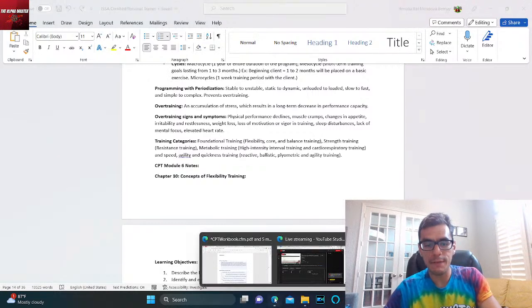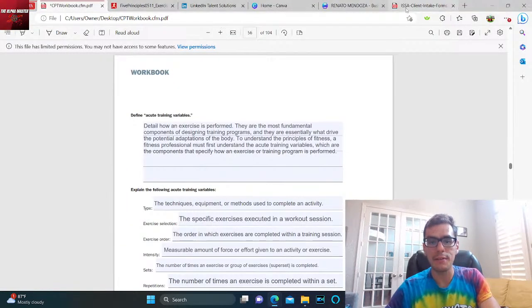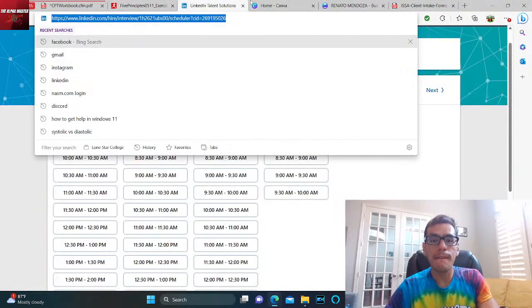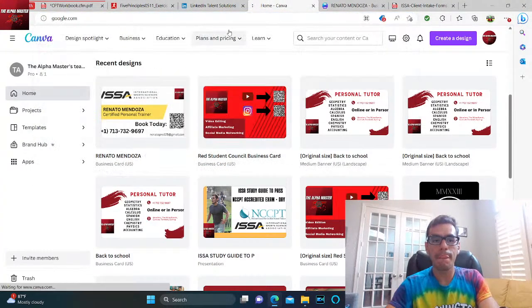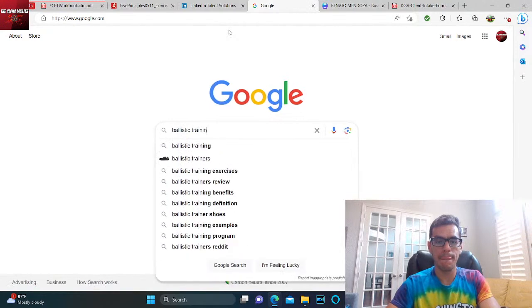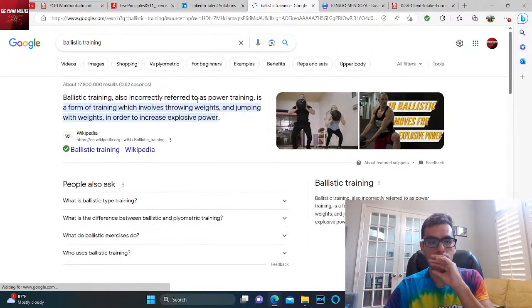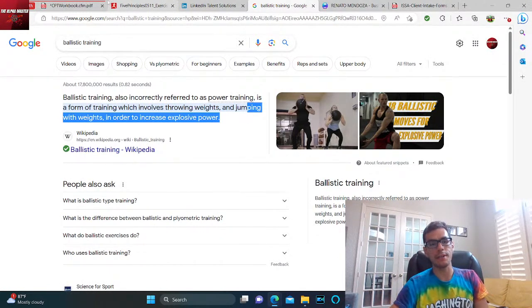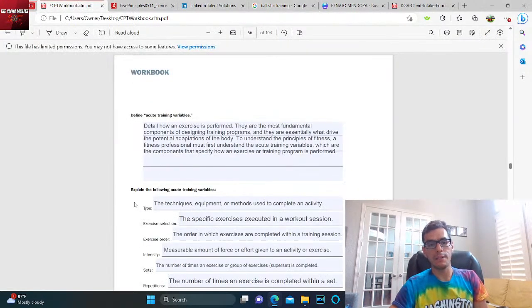I want to see the definition of ballistic training just in case. Ballistic training is also incorrectly referred to as power training. It's a form of training which involves throwing weights and jumping with weights in order to increase explosive power. Exactly. Ballistic training increases explosive power.